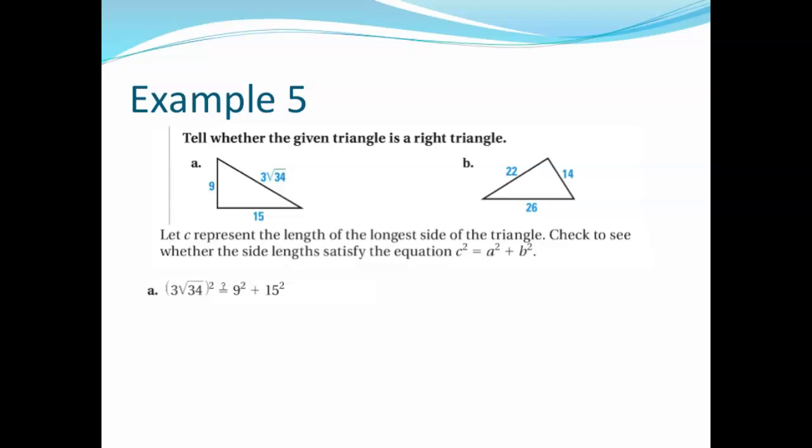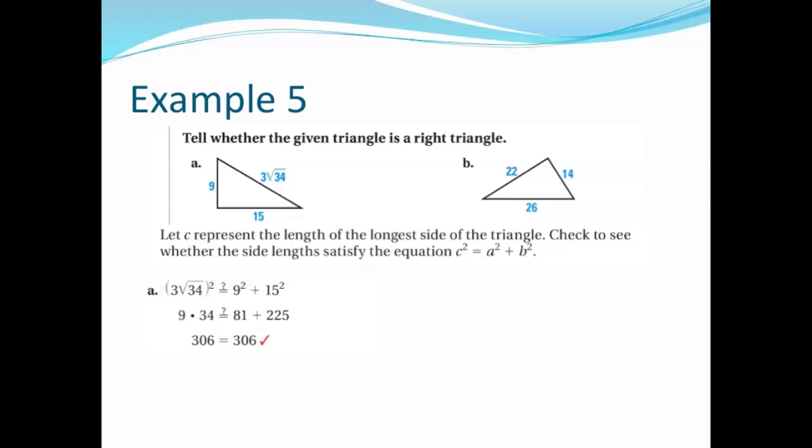So 3 root 34, the whole thing squared, is equal to 3 squared, which is 9, and square root of 34 squared, which is 34, so 9 times 34. And we want to check if that's equal to 81 plus 225. 9 times 34 is 306, and 81 plus 225 is also equal to 306, so yes, this triangle is a right triangle.